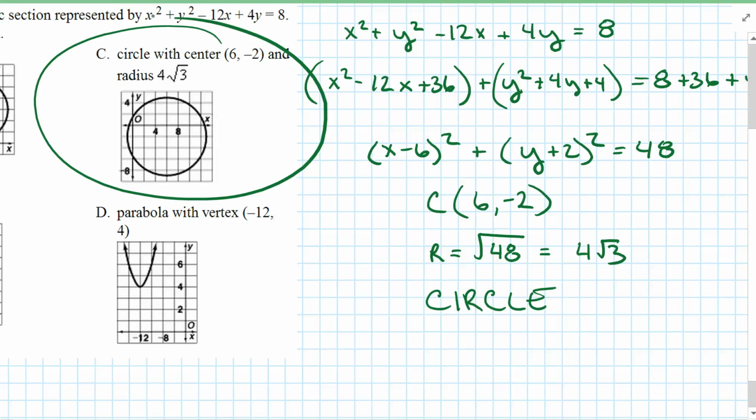Okay, that concludes our conic sections. Okay, so we should be able to identify and translate conic sections, and we should be able to graph them fairly easily. Okay, good job.